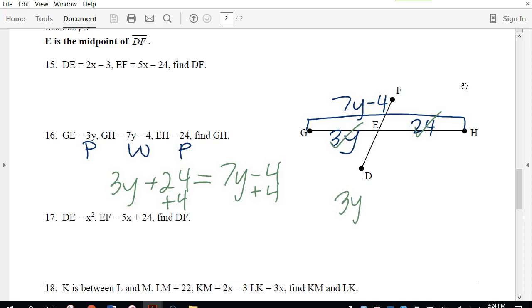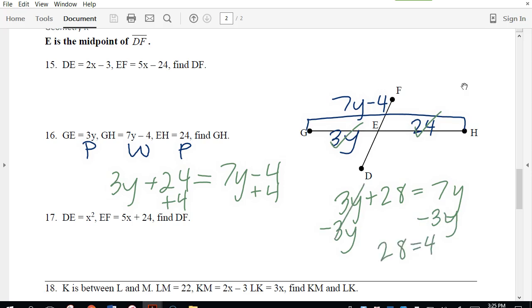So we got 3y plus 28 equals 7y. We need to get those y's on the same side of the equal sign, so we can subtract 3y from both sides. 28 equals 4y. Last step, the opposite of multiplying: divide by 4. y equals 7.